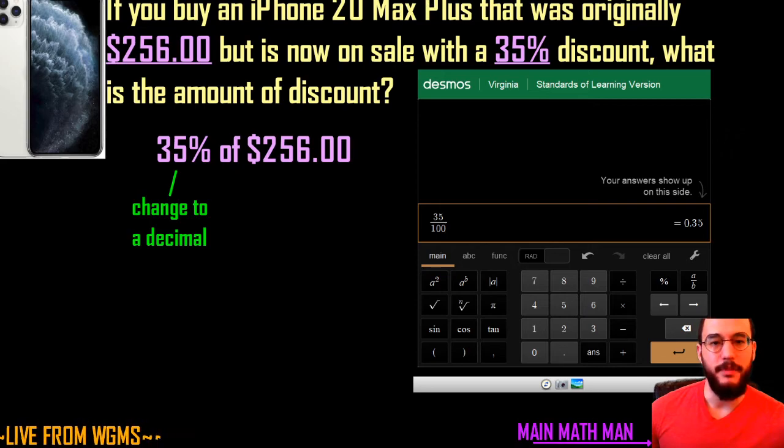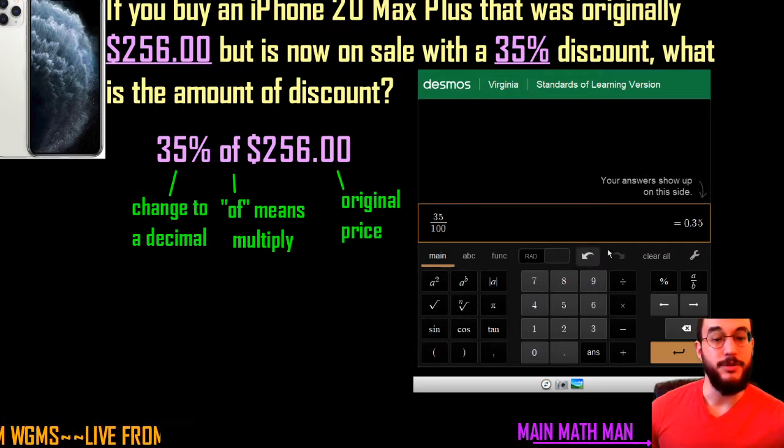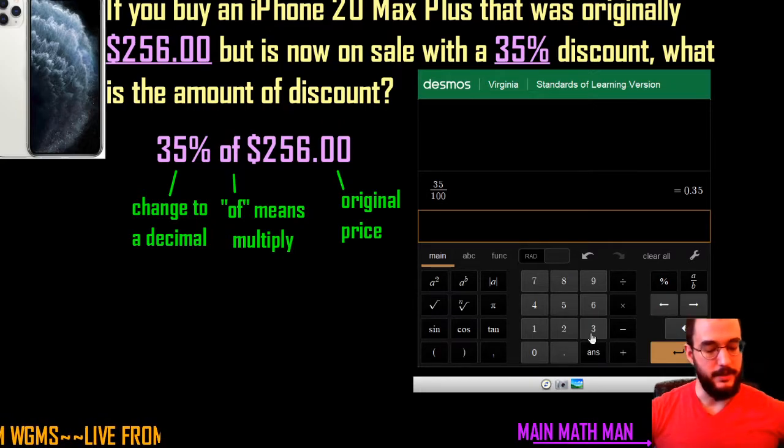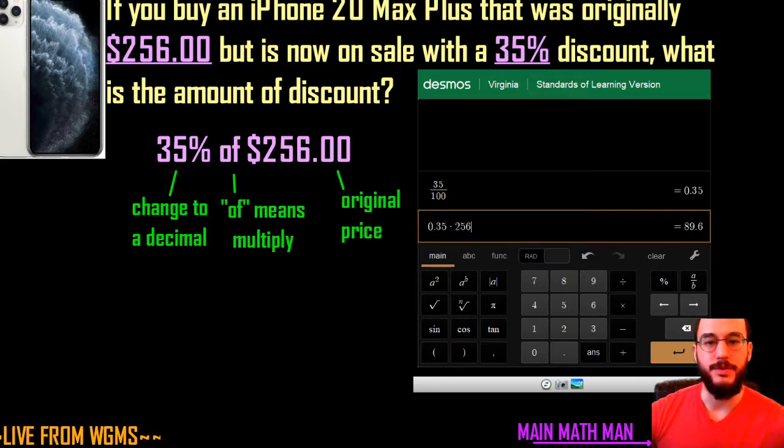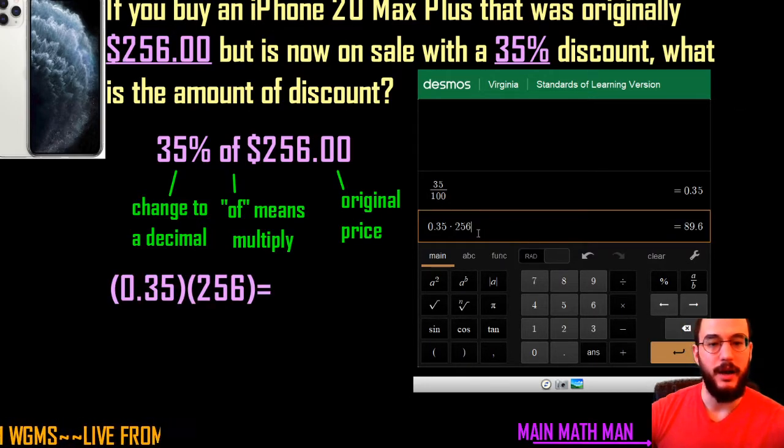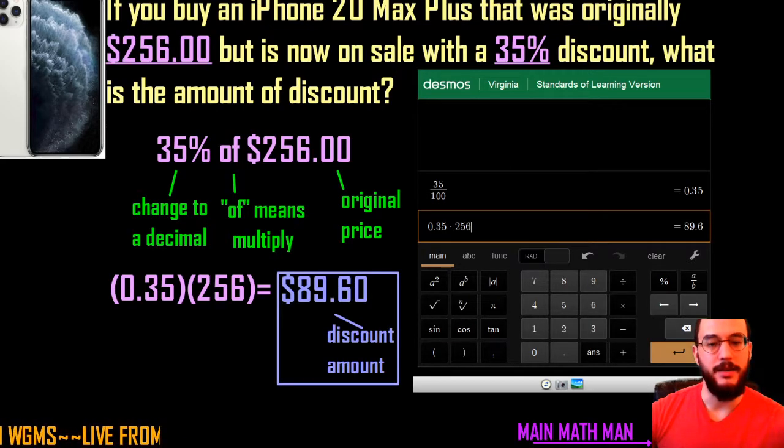And what does "of" mean? Well, "of" means multiply. So what am I going to multiply it by? I'm going to multiply it by the original price. So I'm going to take this 0.35, and I have times that 256. Again, you can use parentheses to show multiplication. Either way works. And what does it give us? It gives us $89.60, and that is going to be your discount amount.